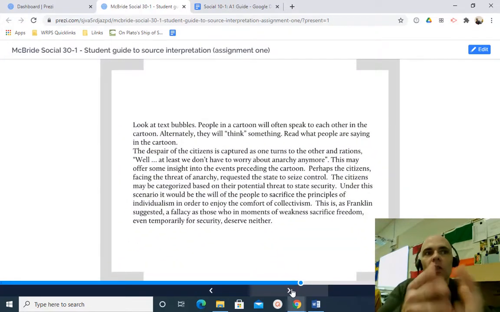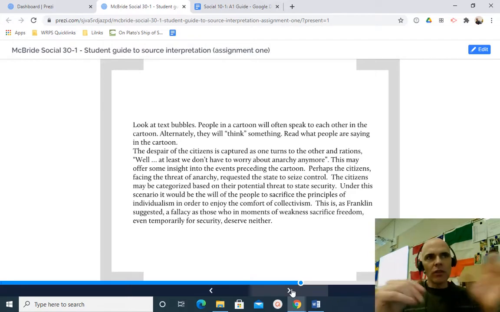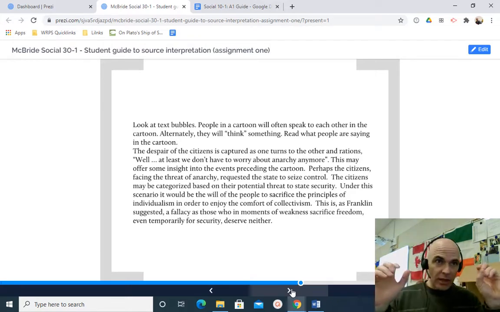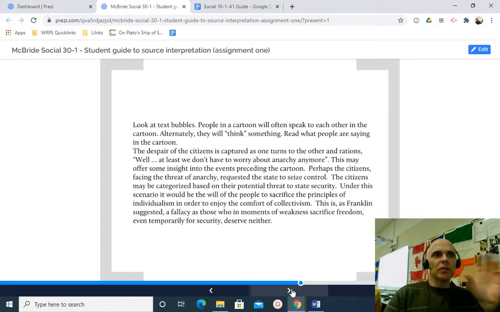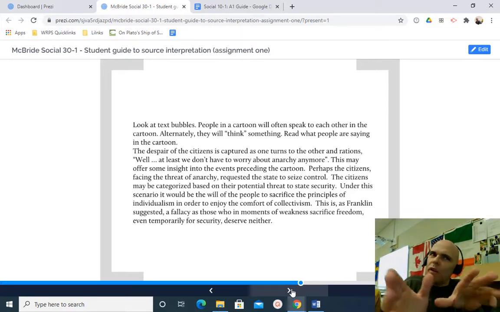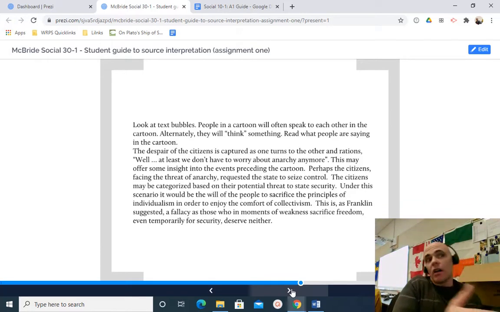Now you need to look at the text bubbles. People in a cartoon will often speak to each other in the cartoon. Alternatively, they may think something, so read what people are saying in the cartoon. The despair of the citizens is captured as one turns to the other and remarks, "Well, at least we don't have to worry about anarchy anymore." This may offer some insight into the events preceding the cartoon. Perhaps the citizens facing the threat of anarchy requested the state to seize control.